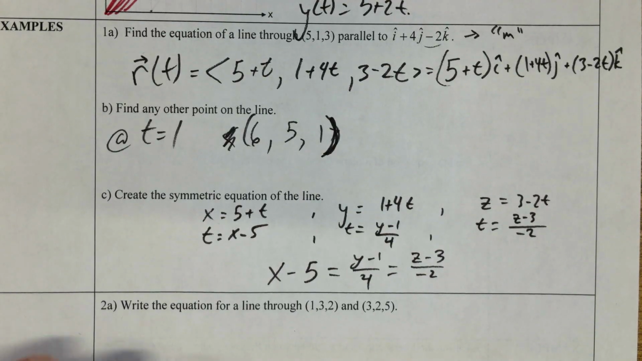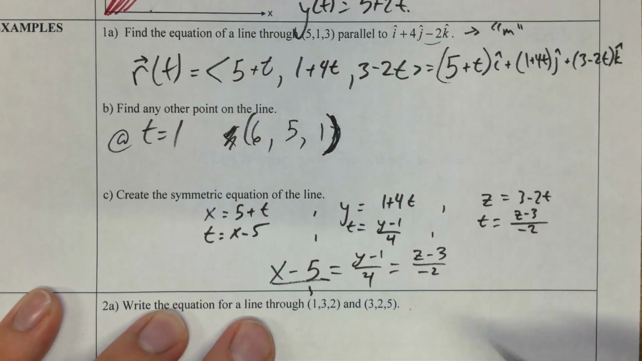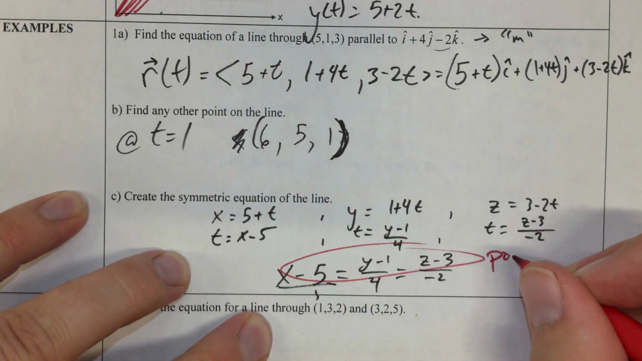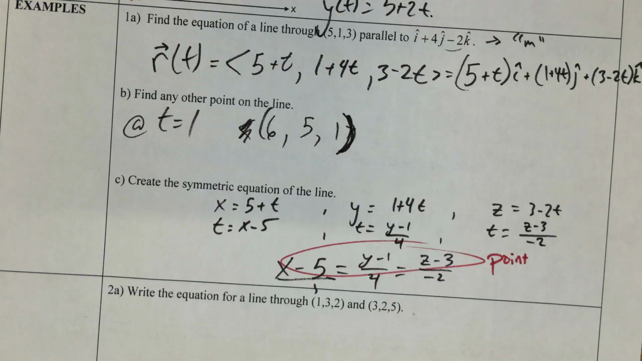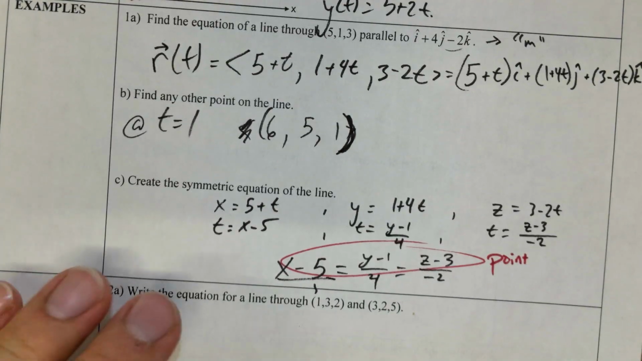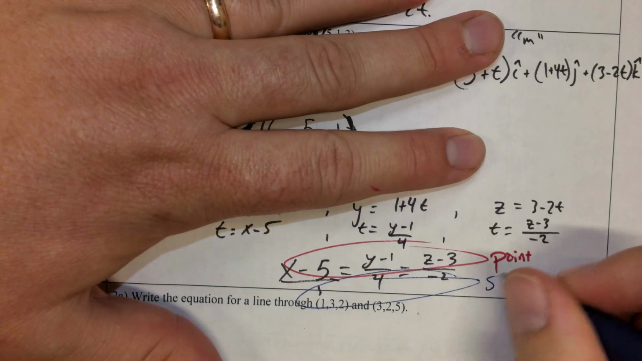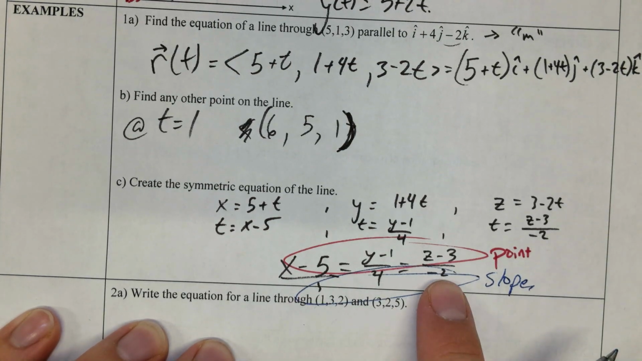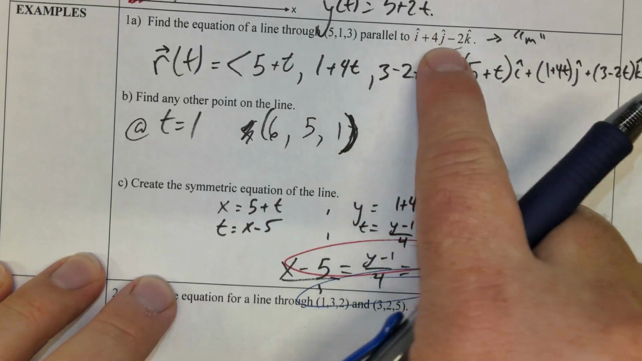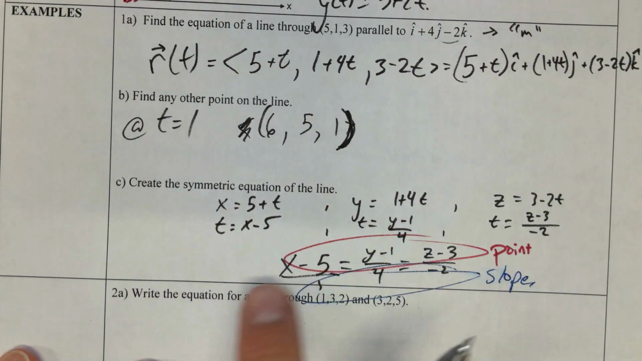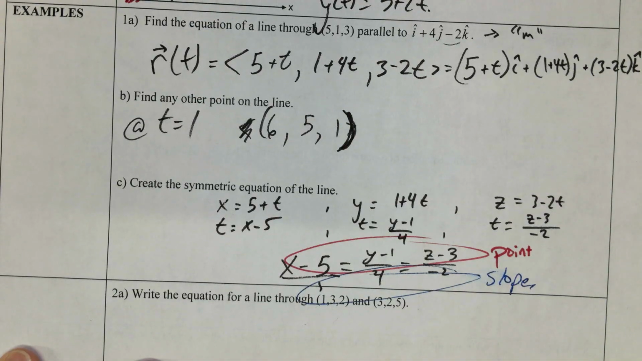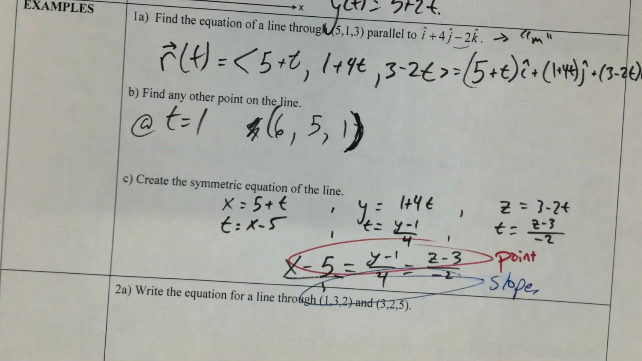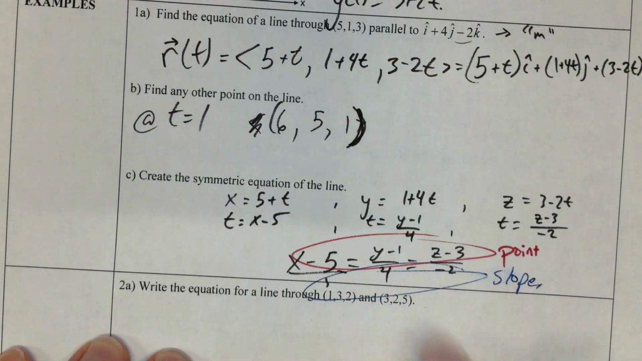The nice thing is, if I pop a denominator in here, what I take from that symmetric form is this is the point that I started with, and this is my slope. So if you get symmetric form, you know that your slope, your direction, comes from the amount of t in each of these, whereas the point comes from my standard x minus h, y minus k, z minus l situation.